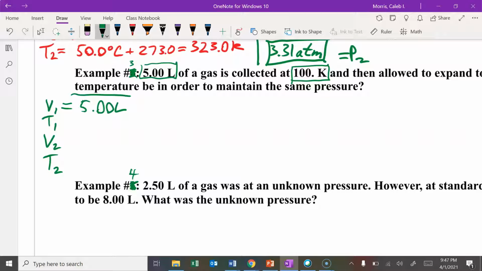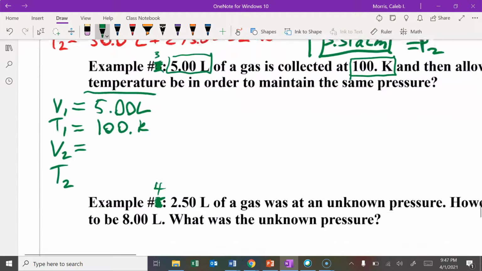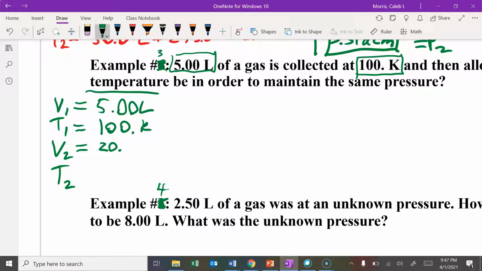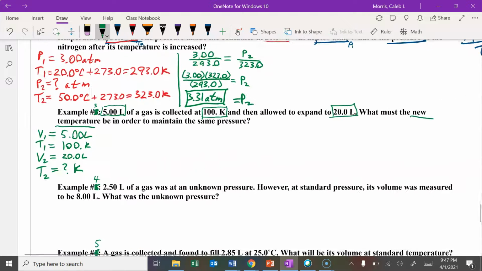5.00 liters is V1. T1, our first temperature, is 100 Kelvin, and it's exactly 100 Kelvin to the nearest whole number. V2 is 20.0 liters. And T2 is what I'm looking for. I'm just going to try to find that in Kelvin. So we'll solve for that.